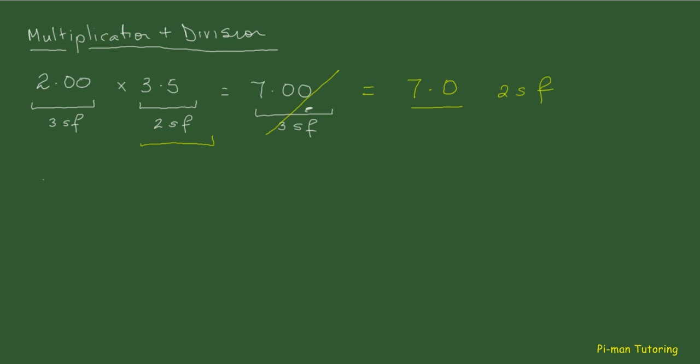Let's look at another one. If you were asked for 5 times 5, this people find very strange. So how many significant figures have we got? We've got one significant figure. We've got one significant figure.